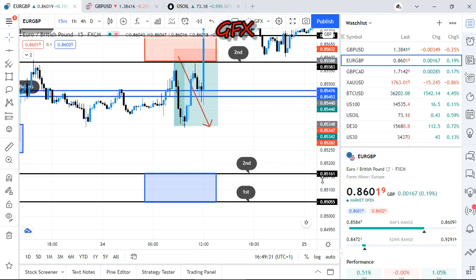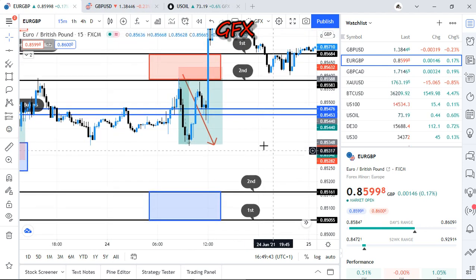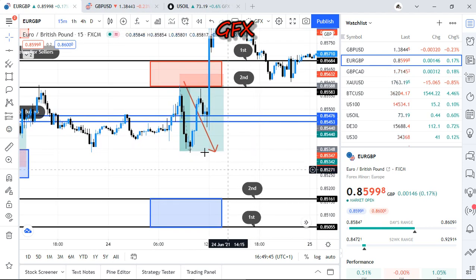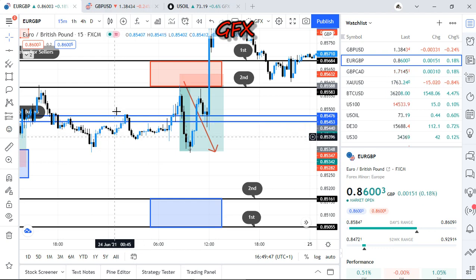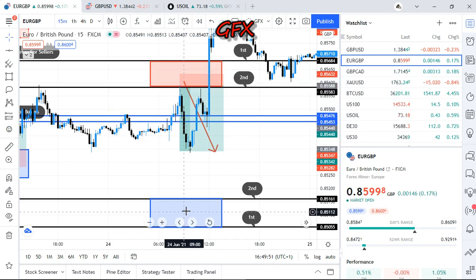0.85055. Second line is 0.85161. You put your first line, put your second line, and draw the box inside the line. Color it blue, color this guy red. Boom. As easy as that. You are done. So all you have to do is to wait for price to come and either hit here or hit here. If it hits here, you are buying.